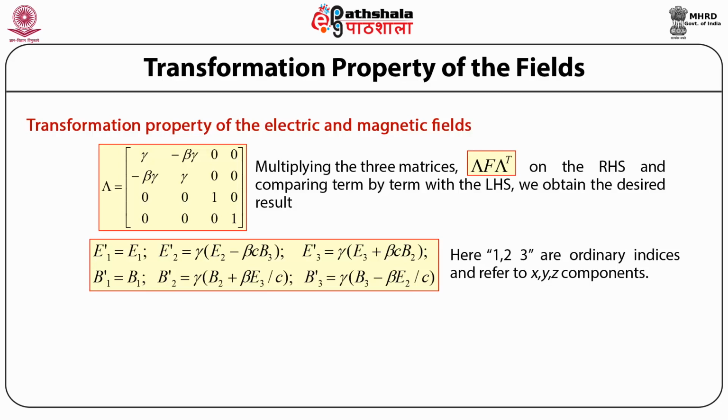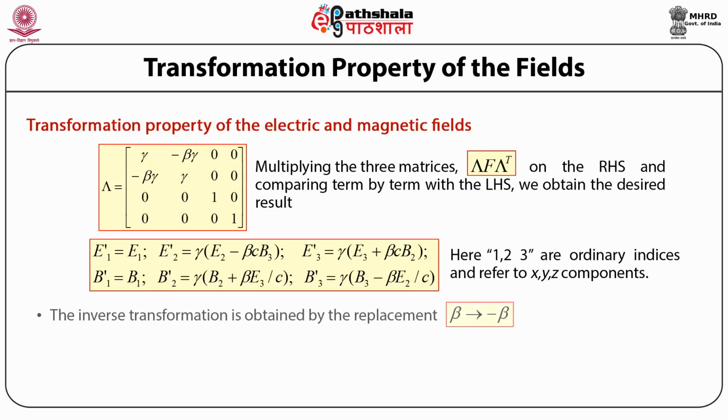These three equations define the electric field transformation, where the subscripts 1, 2 and 3 refer to the x, y and z components. Similarly, the transformation equations for the magnetic field are given as B′₁ = B₁, B′₂ = γ(B₂ + βE₃/c), and B′₃ = γ(B₃ − βE₂/c).